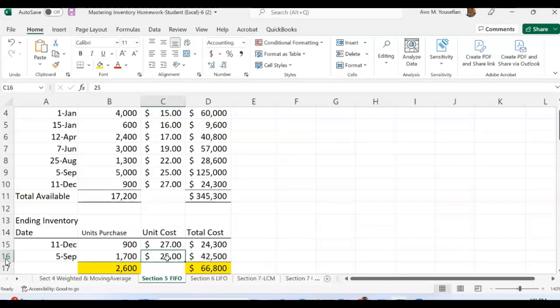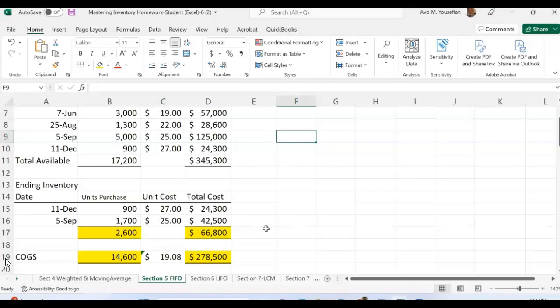Equals to that price, $25, the layer of September 5th. Enter. So that's 25. So 1,700 times 25, that gives you 42,500. That's the formula. Okay?